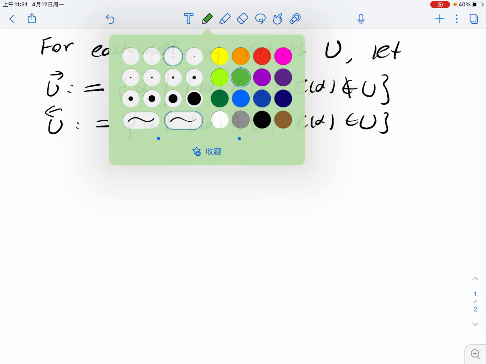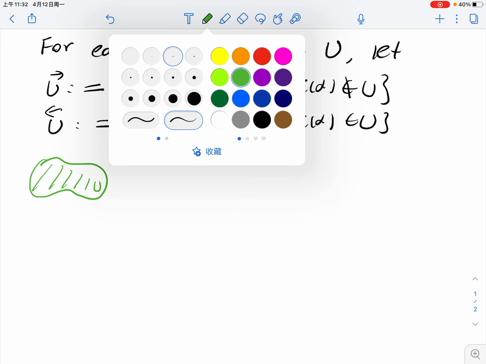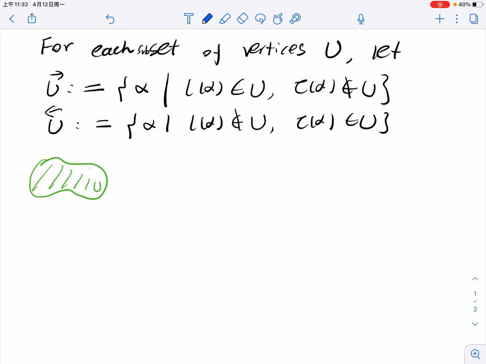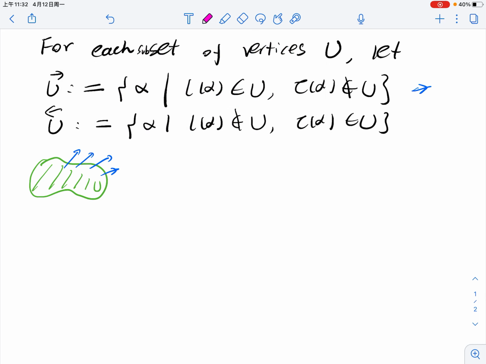So if you draw a picture, suppose this is U, and then those will be in U right arrow, and sorry, those will be U left arrow.